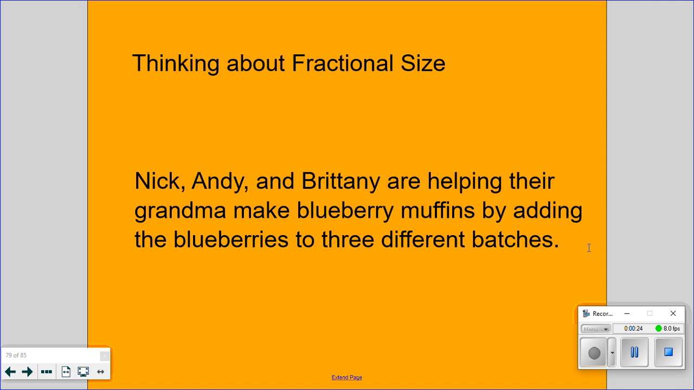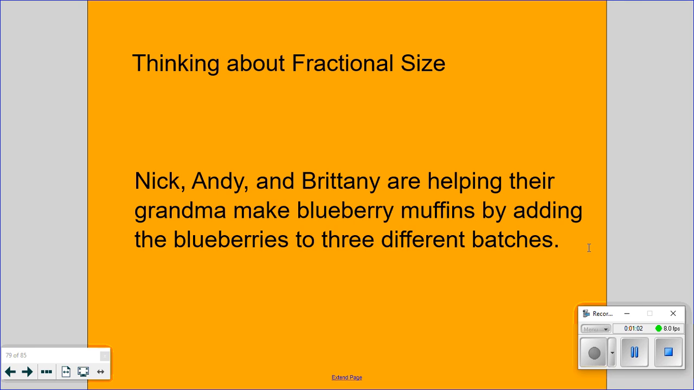We're going to be working on a task together. You don't need to write the task. We're going to get some more information, but I'll read it to you as you are writing down the title. It says, Nick, Andy, and Brittany are helping their grandma make blueberry muffins by adding the blueberries to 3 different batches. So Nick is making his own batch, Andy is making his own batch, and Brittany is making her own batch. What do I mean when I say batch? What am I talking about with that word?